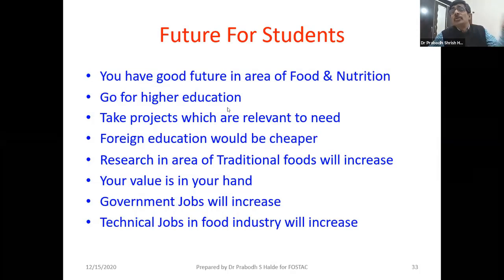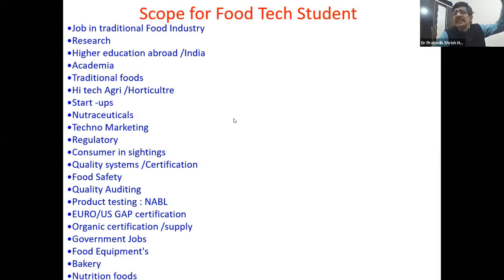Start preparing if you want to go for government jobs. Technical jobs in the food industry are going to increase. Look at that. These are not the normal areas in food processing. These are the new coming areas: traditional food industry, research, higher education, abroad, academia, techno marketing, regulatory, startups, high-tech agriculture, high-tech horticulture, food safety supervisor, food safety auditor, quality auditor, consumer insighting.